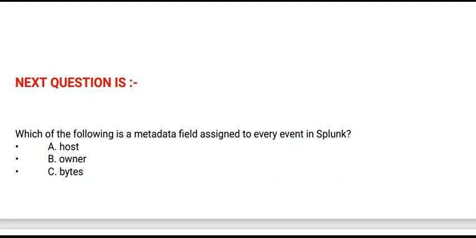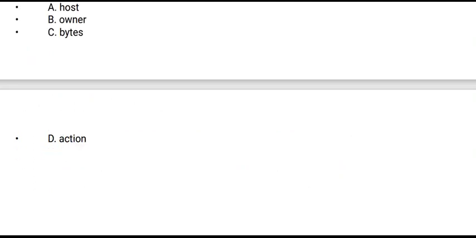Option B, owner. Option C, bytes. And option D, action. The correct option is option A.